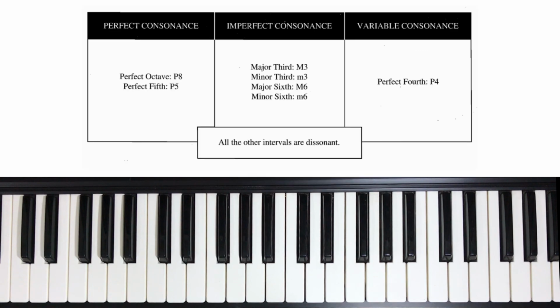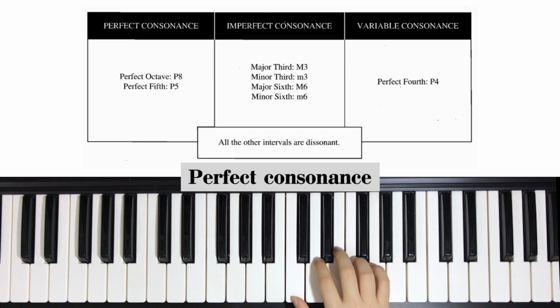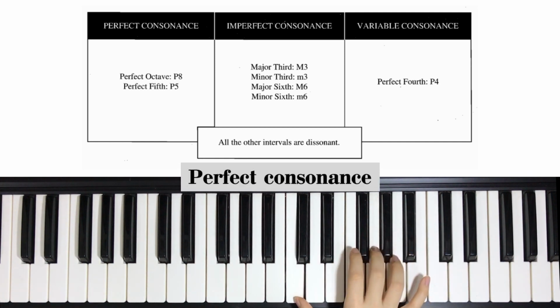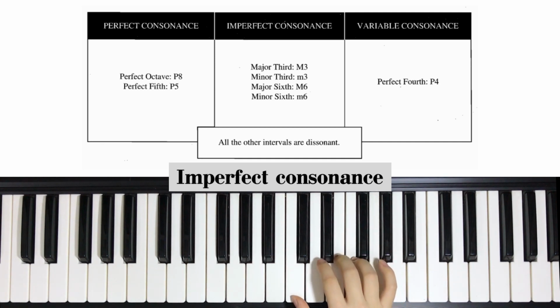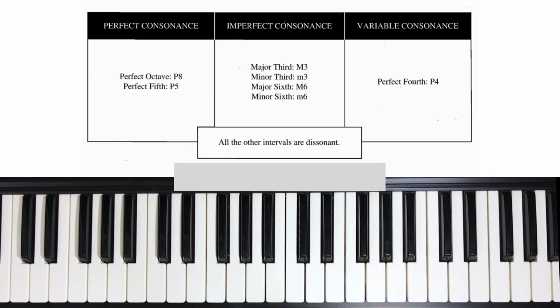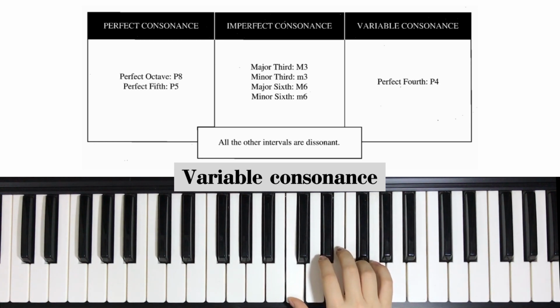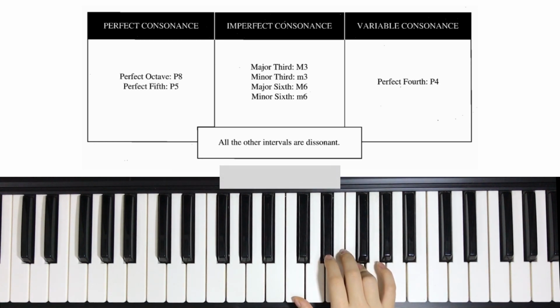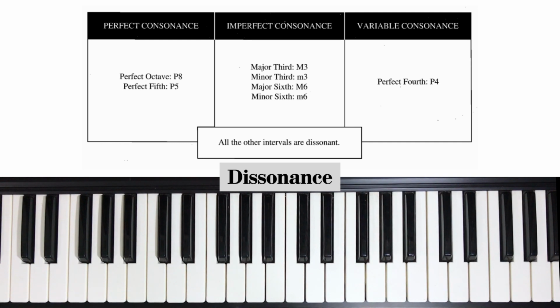There are three types of consonant intervals. Perfect consonants include the perfect octave and perfect fifth. Imperfect consonants include major third, minor third, major sixth, and minor sixth. And finally, variable consonants, which could also be dissonant in some circumstances, is the perfect fourth. Other intervals are dissonant.